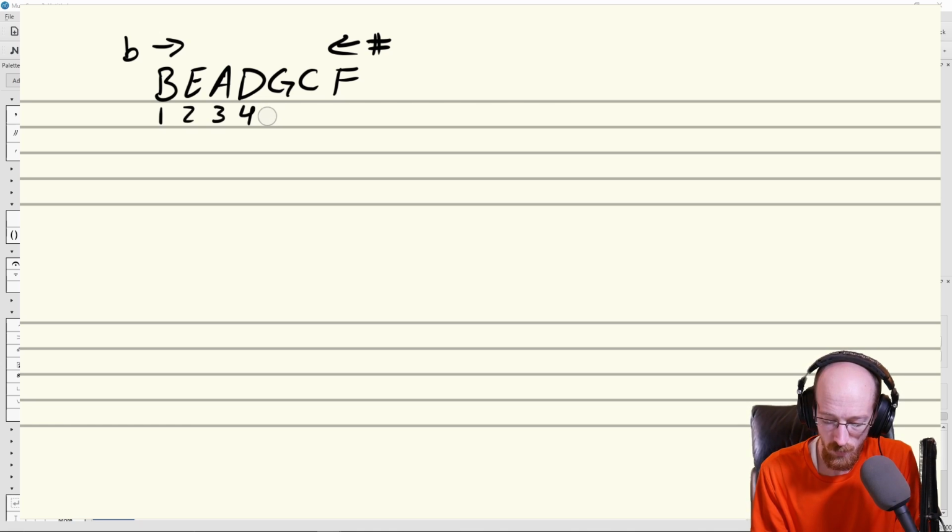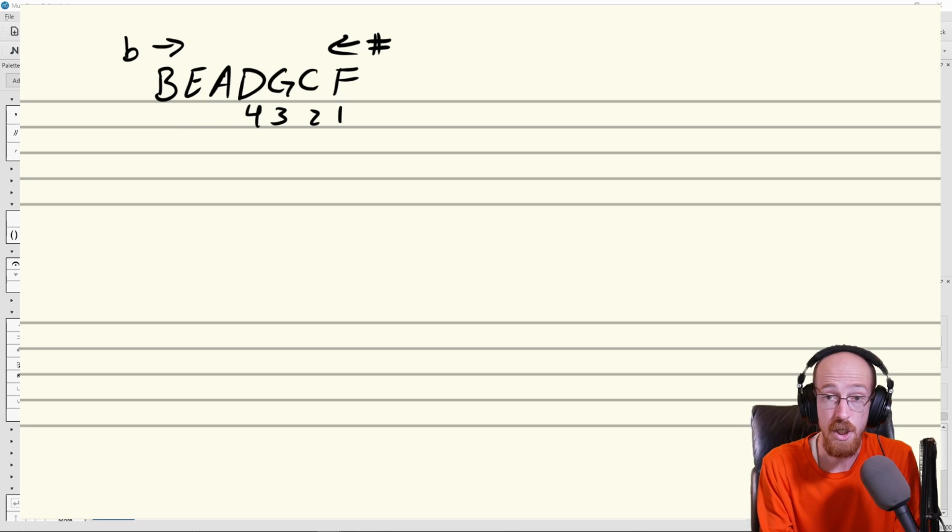Now let me ask you, if I had a scale and I knew it had 4 sharps, what notes are sharp? I'll give you a second to pause it. All right, let's go through it. We'd have 1, 2, 3, 4. So the sharp notes would be F, C, G, and D.